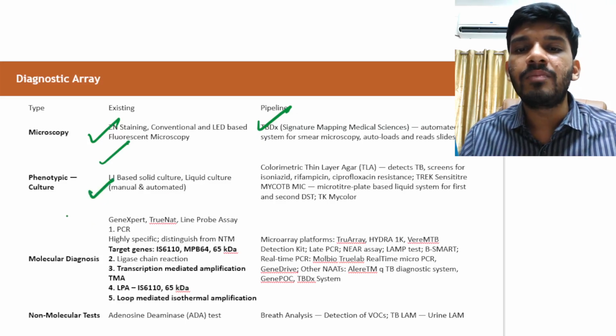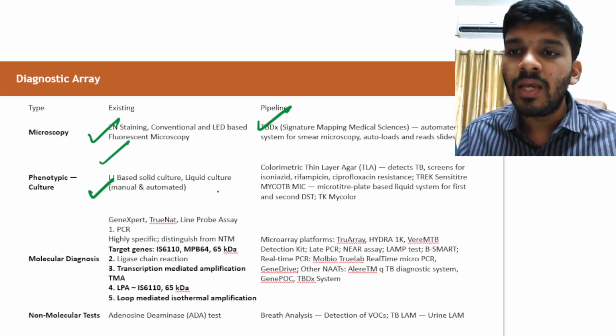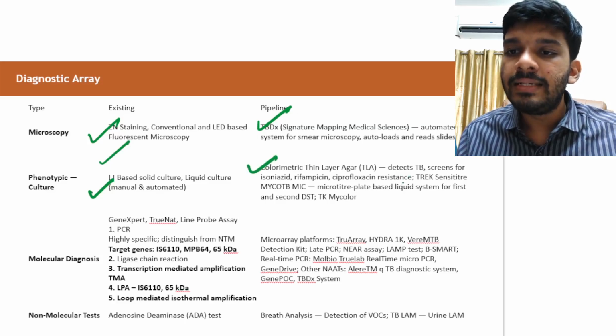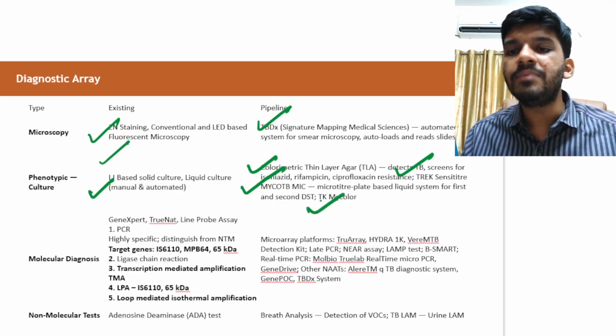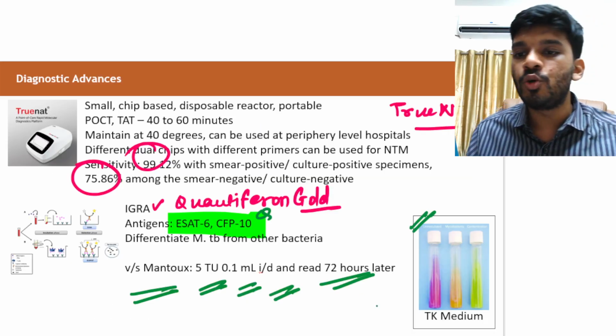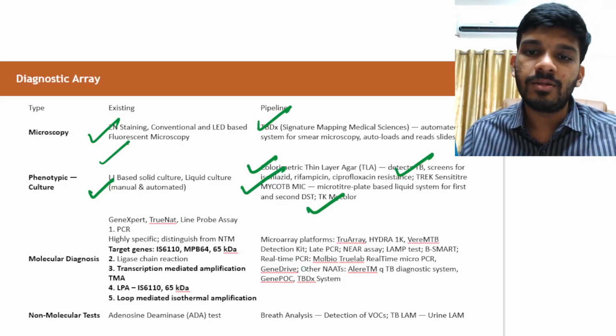Culture, we discussed LJ medium culture, liquid culture. What are the things that are coming up: thin layer agar, which also detects resistance, TREC, Sensititre MycoTB MIC. All these names are important. Okay, TK microcolor, I had shown you the TK microcolor medium. These are coming up for culture based methods.